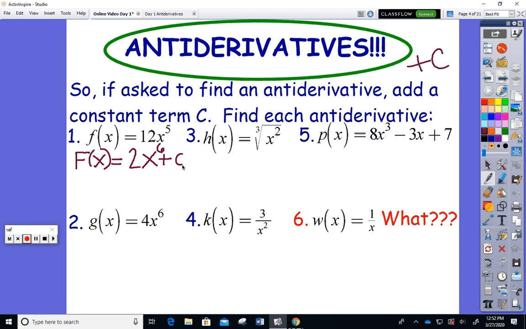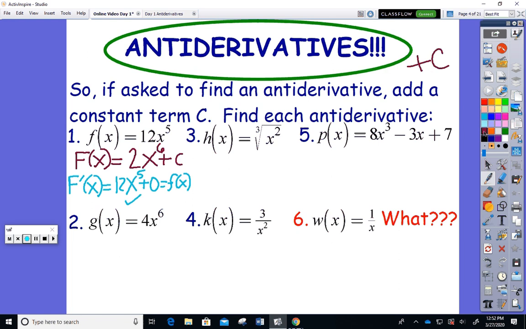Okay? Now, before I go forward, let's double check. So if I do f prime of x, then I'm going to say, okay, 2x to the 6th derivative is 6 times 2 is 12x to the 5th, and the derivative of c is 0. Well, that sure enough does equal the given f of x. That means I did this problem correctly. Okay? I'm going to get a little more focused as we go with this.